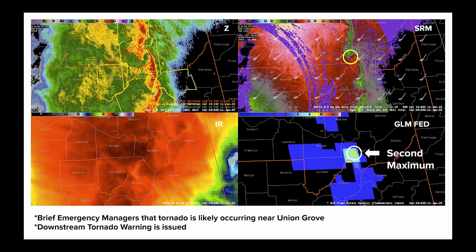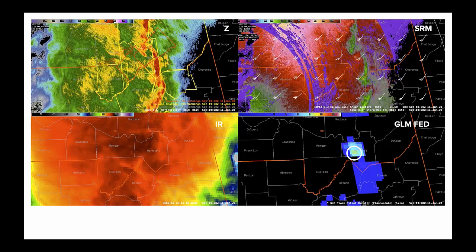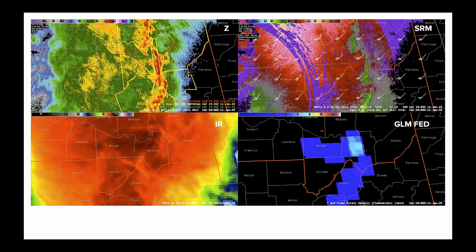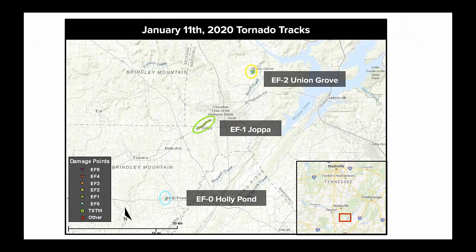And then we saw a secondary maximum. It was at this time that we briefed emergency managers that a tornado is likely occurring near a small community called Union Grove. And we went ahead and issued that downstream tornado warning. And so you can see the lightning activity is still kind of elevated, and that was the highest that we saw that day. So we were pretty confident, just based off what we could see on radar, which was just broad rotation aloft, that something was going to happen. That was where it was going to be.